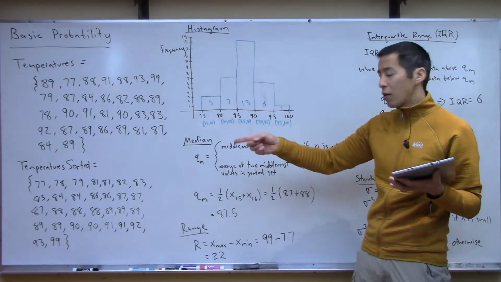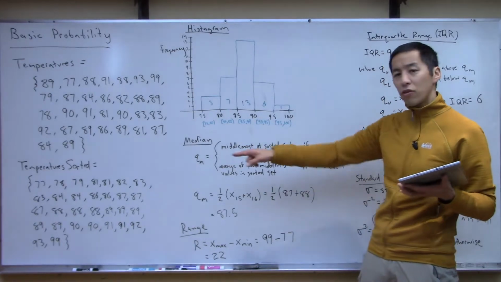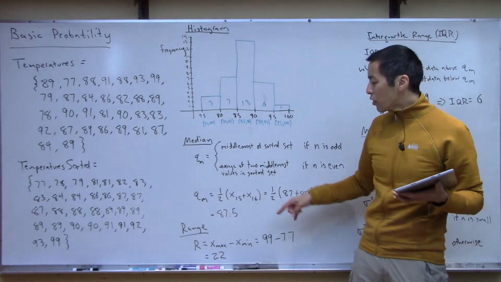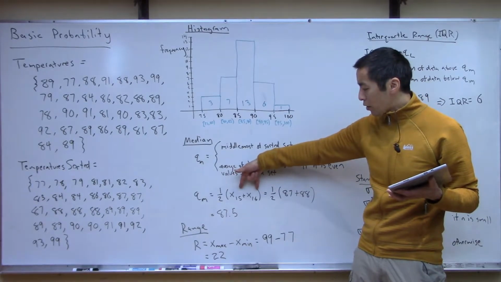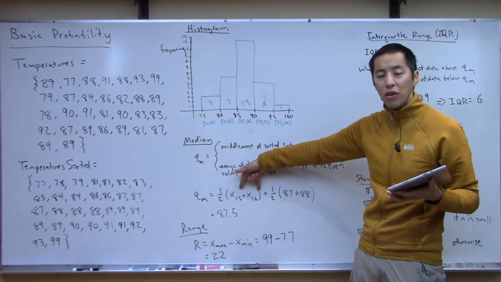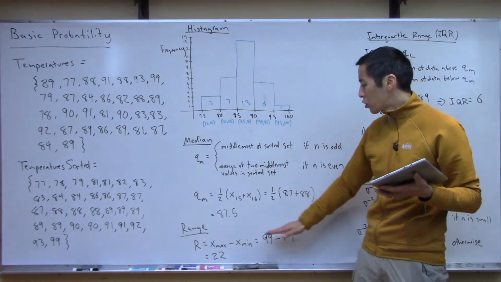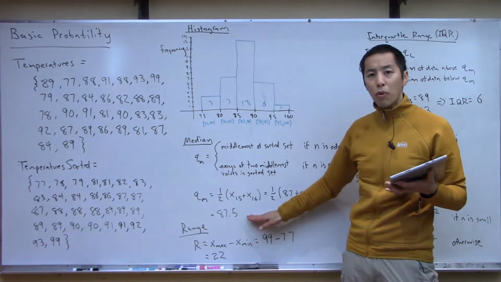So for our data set, we actually fall into this case where it's even because there are 30 data points. So we have to go look at the very 2 middlemost values. That's the 15th and 16th values, right? And then just take their average. So in our case, the median is 87.5.